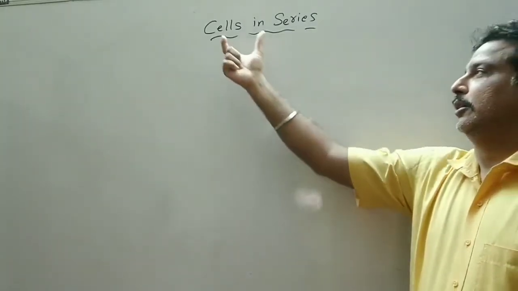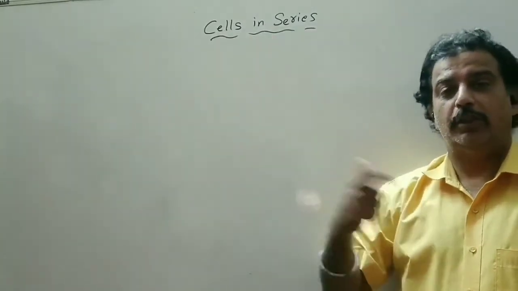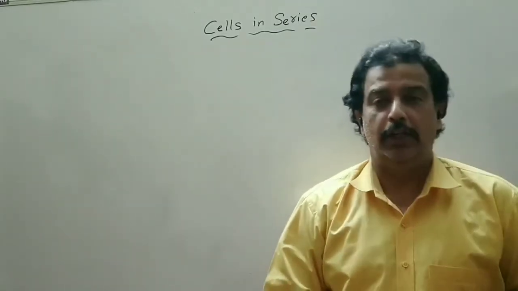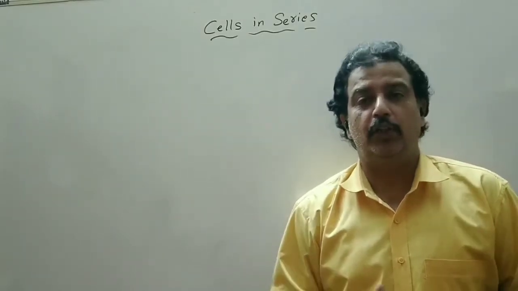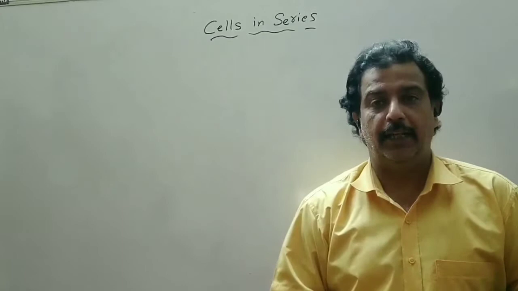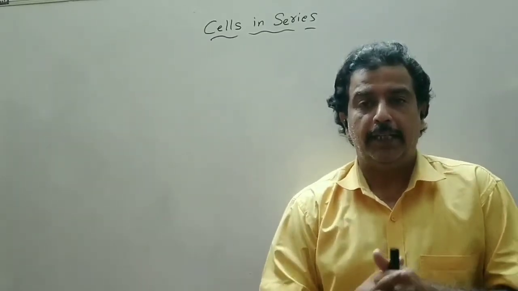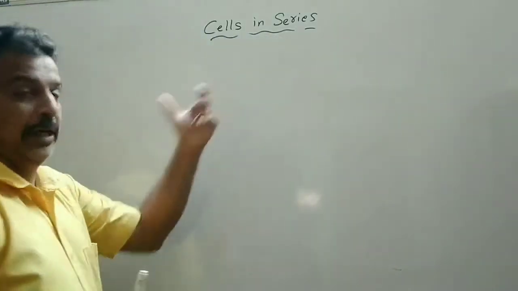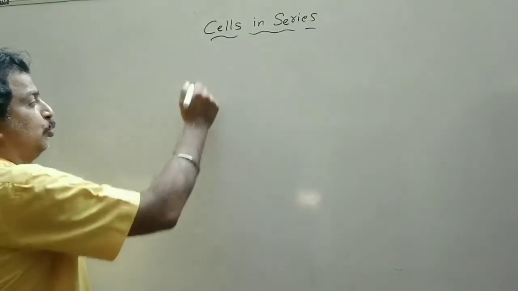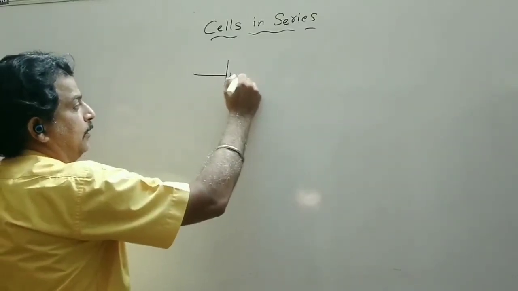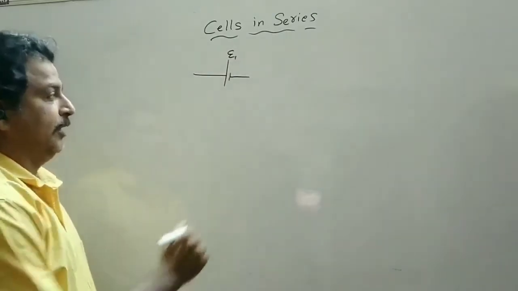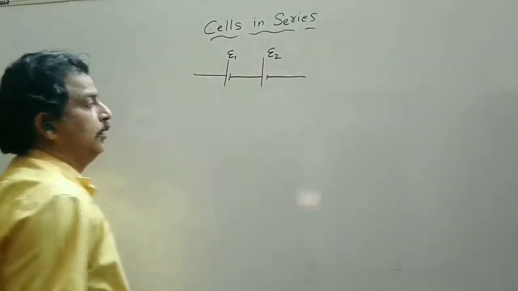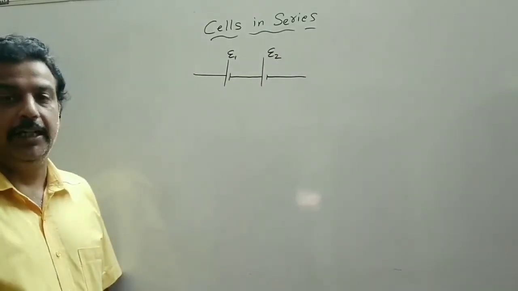Now cells in series, if more than one cell are connected in series, then we call it a battery. So what will be the equivalent EMF of the cell and what will be the equivalent internal resistance of the cells connected in series? So for example, we will take two cells having EMF E1 and E2 having internal resistance R1 and R2.